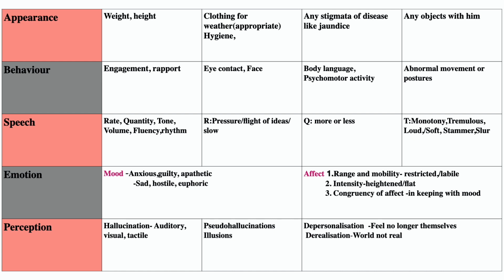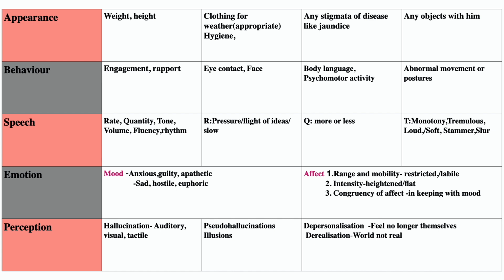So A is for appearance. I'm going to look at the appearance of the patient, look for distinguishing features, the weight of the patient, any stigmata of disease like jaundice, look at the personal hygiene of the patient, look at clothing, whether it is appropriate to the weather, and look if the patient has brought any objects with them.